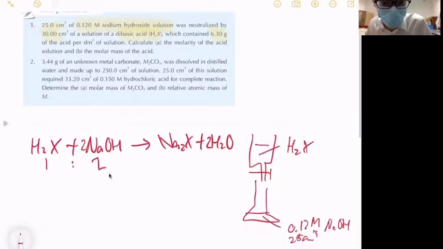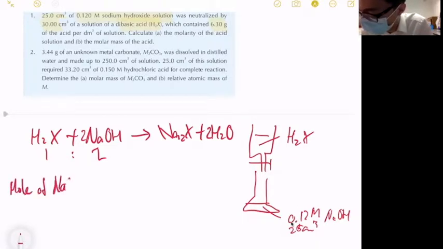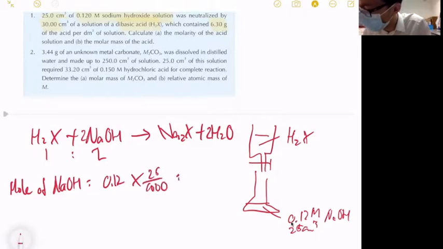So first of all, we know how many moles of sodium hydroxide are in 25 cm³, right? Because we have the volume and also the molarity, and we will know the moles of NaOH in 25 cm³. That is 0.12 M times the volume, and we will get the number of moles. So we do the calculation with the calculator, and you will get 3 times 10 to the power of negative 3. That is the number of moles of sodium hydroxide.